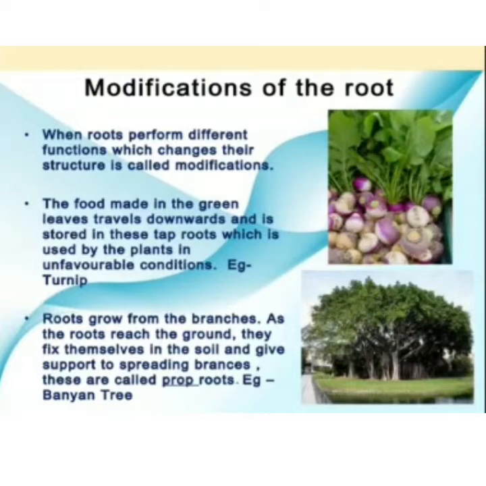So understand students, how many types of roots have we studied? We have studied tap roots, lateral roots, fibrous roots, and then one more, prop roots. Modifications of the root: if some change happens in the function of the root, it is known as modification. So in the cases of carrot, turnip and radish, the root parts are modified, storing some food in the downward part.